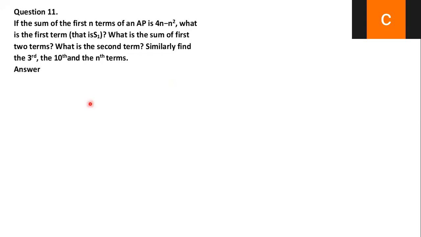If the sum of first n terms of an AP is 4n minus n square. That is Sn value they gave. Write down, children. Sn value they gave 4n minus n square. And what is the first term? Means n value 1. Apply n value 1 here. 4 into 1, 4. And 1 into 1, 1 square. 4 minus 1, 3. S1 we got 3, children.